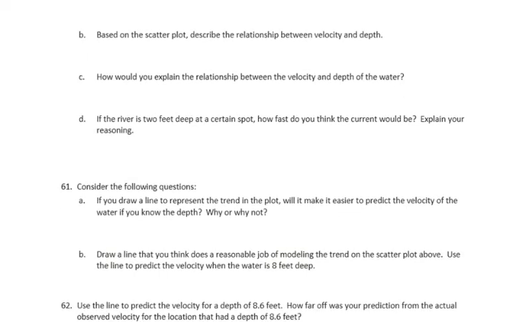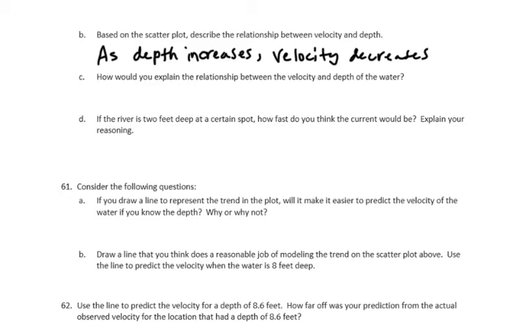Based on the scatter plot, describe the relationship between velocity and depth. As depth increases, velocity decreases. How would you explain the relationship between the velocity and depth of the water? Well, the shallower the water, the less volume, so there's not as much water. That means it's moving faster.